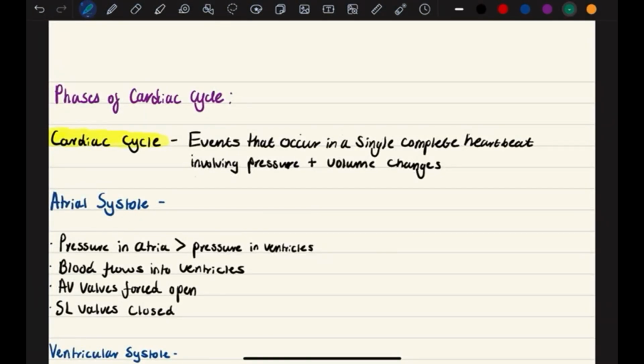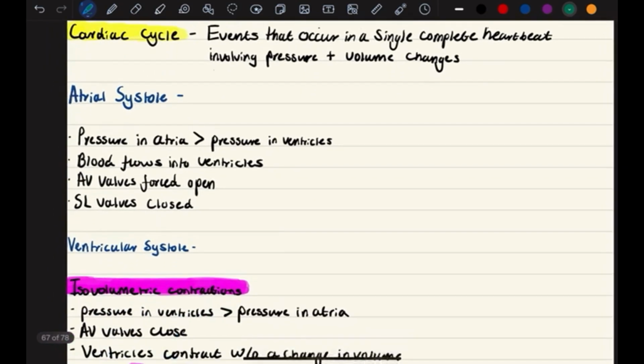Okay, so now we've done a bit of the preliminary work. We're going to go into the phases of the cardiac cycle. But first of all, what actually is a cardiac cycle, right? A cardiac cycle is going to be the events that occur in a single complete heartbeat involving the different pressure and volume changes. We're going to get into that a lot. Cool.